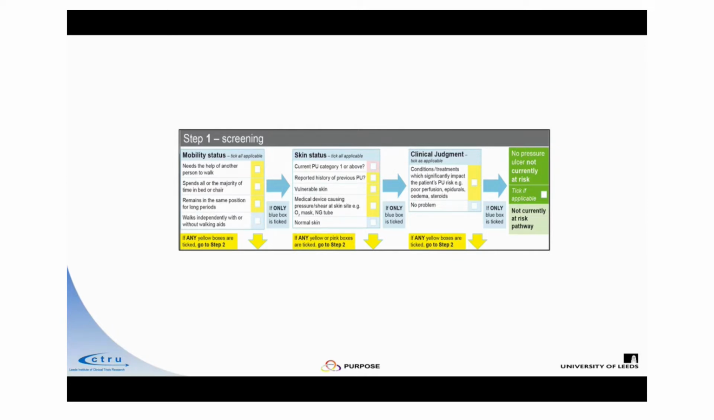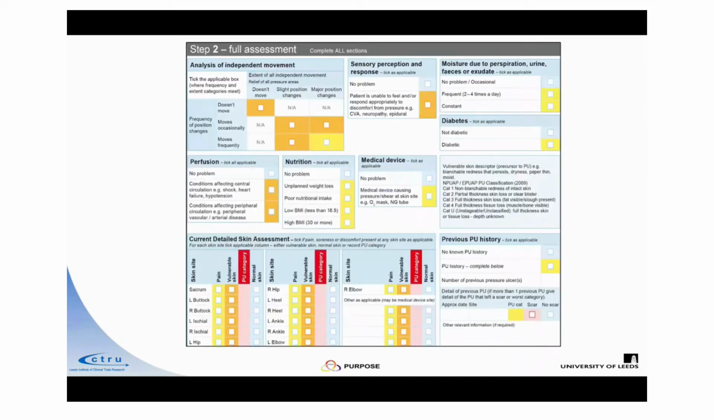So if you've ticked any of the yellow boxes or the orange boxes, you would then move on to the full assessment. And here you can see there's the analysis of independent movement, and this is probably the most complicated item on the purpose-T. And I think what we found in pre-testing is at first people are like, oh blimey, what's this? But I think you just need to do it a couple of times, and then most people are happy with it. So when we think about movement, we're talking about independent movement.